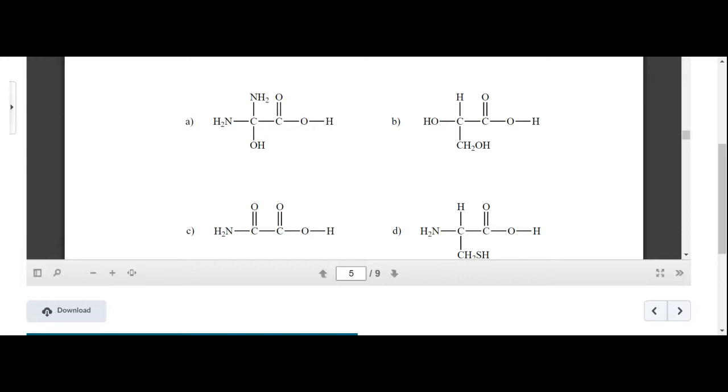B, is B an amino acid or no? No. Why is B not an amino acid? Because it doesn't have NH2, right? B is the one that I'm showing here. So in B, there's OH, hydrogen, CH2OH, and COOH. Nothing wrong with the COOH, nothing wrong with the H, nothing wrong with CH2OH, but we cannot have OH and not have NH2. We must have NH2 also attached to the same carbon. So B is not an amino acid.